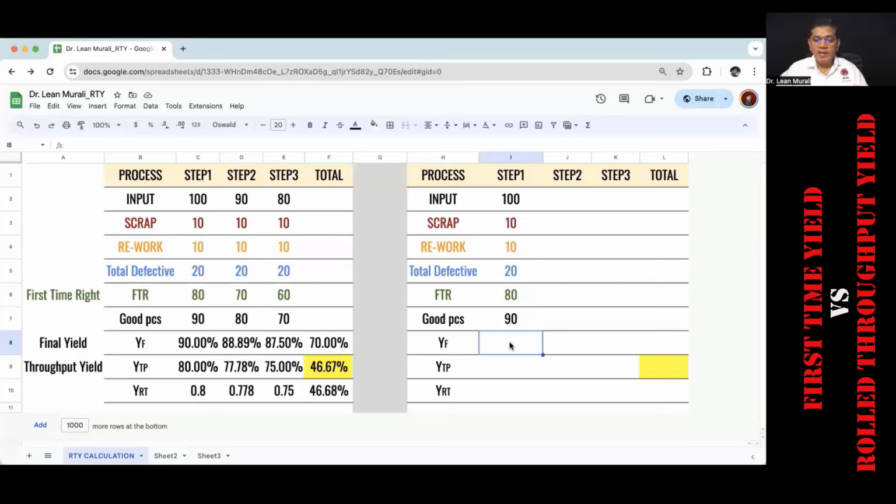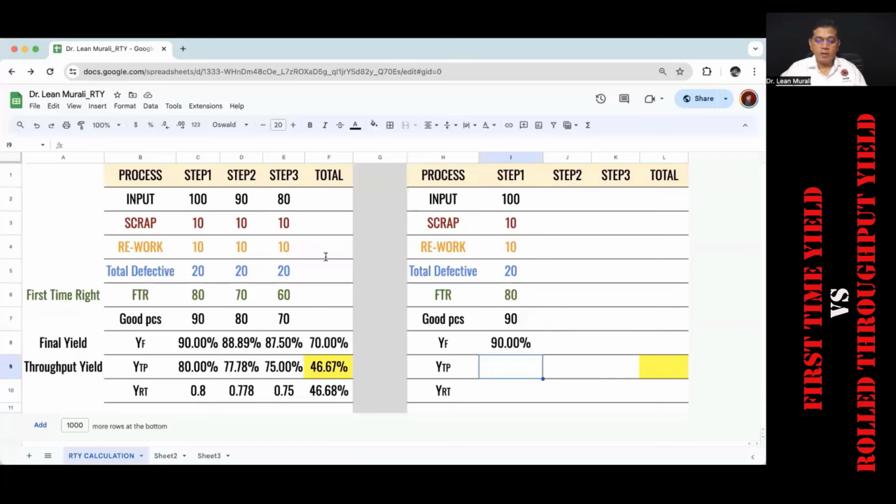Now, actually, the final yield is 90 pieces were good and 100 pieces came, it is 90%. If this 90% is clear, type SC super clear in the chat box. This is the final yield.